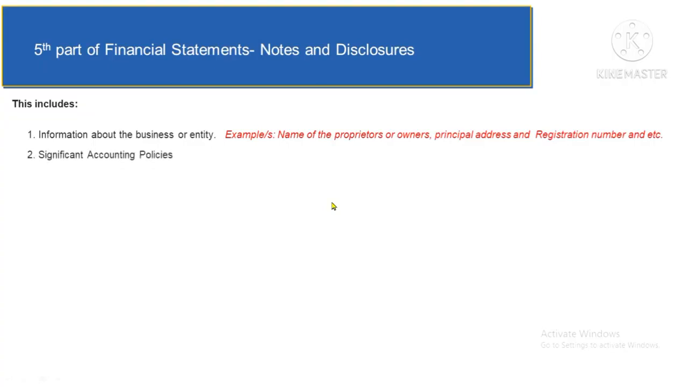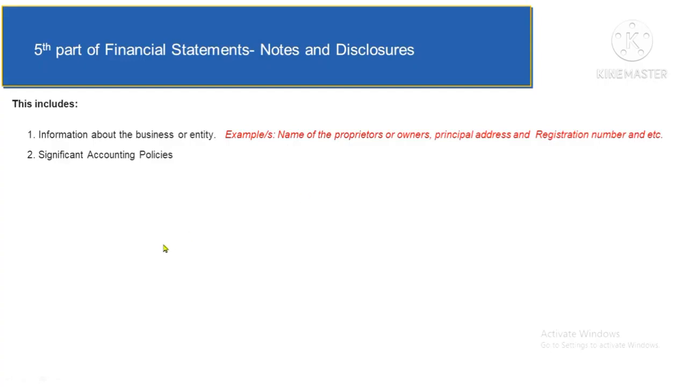For example, what is the depreciation method adopted by the company? Is it the straight line method or other methods? Because there are a lot of methods on estimating and computing depreciation. You will know more about these methods and the different accounting policies in my next videos. The notes and disclosures also include the most important information, which is the breakdown of the account balances used in the 4 financial statements mentioned and discussed earlier.